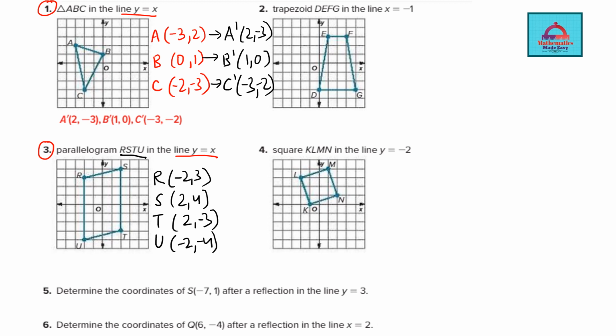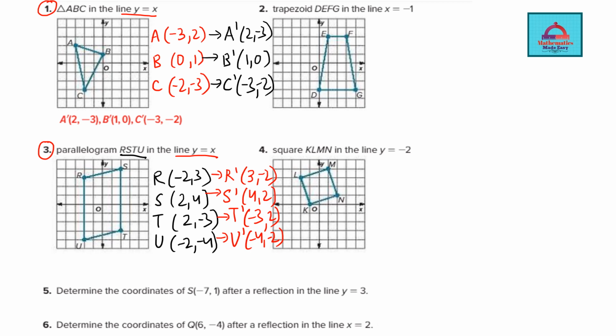Now apply the rule, means interchange x and y. So you will get the new coordinates R prime, S prime, T prime and U prime. These are the coordinates that you get after the reflection from the line y equal to x. So you interchange, so it's going to be 3, minus 2; 4, 2; minus 3, 2; and minus 4, minus 2. You can also plot these points on the graph and get the new graph.